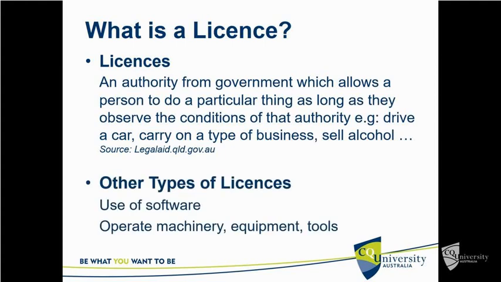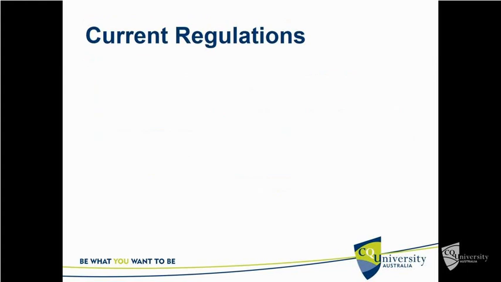Other types of licenses come into more of the stuff we're thinking of really. Obviously you have licenses to use software, you buy it, but you also need a license to operate different types of machinery, equipment, and use certain tools. You would see that on construction sites all the time, and you should be asking for those people's licenses in pre-site induction.